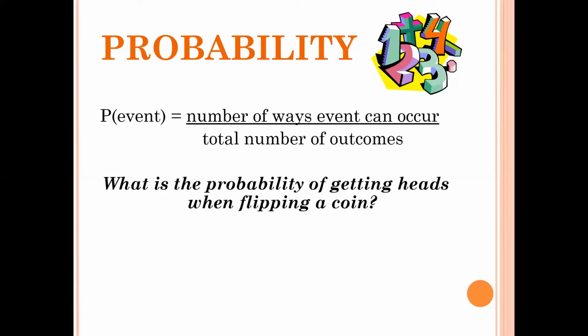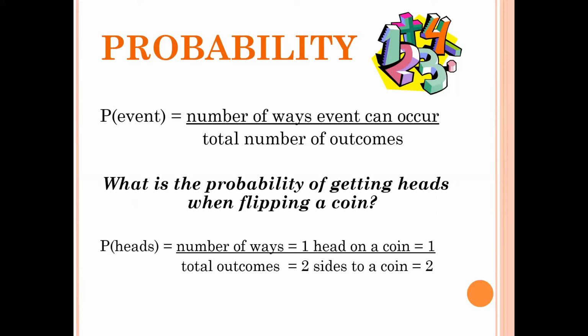Now, can someone answer this? We've done this before. What is the probability of getting heads when flipping a coin? The answer is that the probability of getting heads is 1 by 2, which is 0.5, or it can be represented as 50% too.